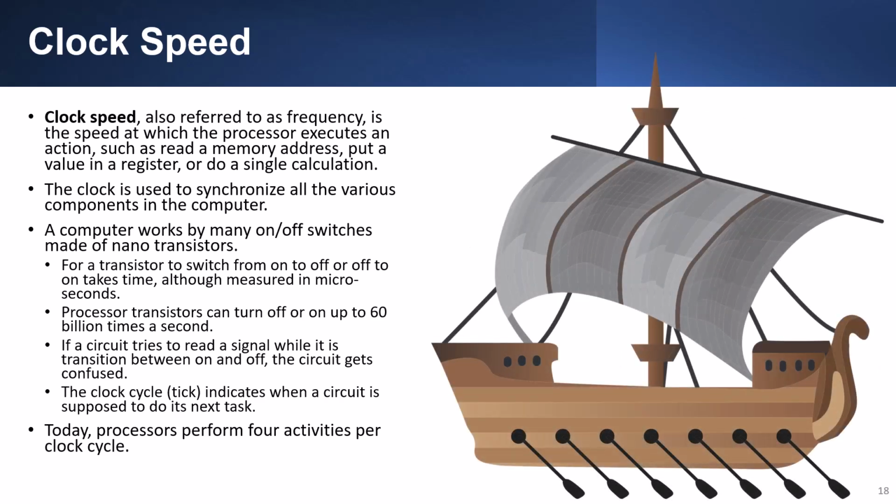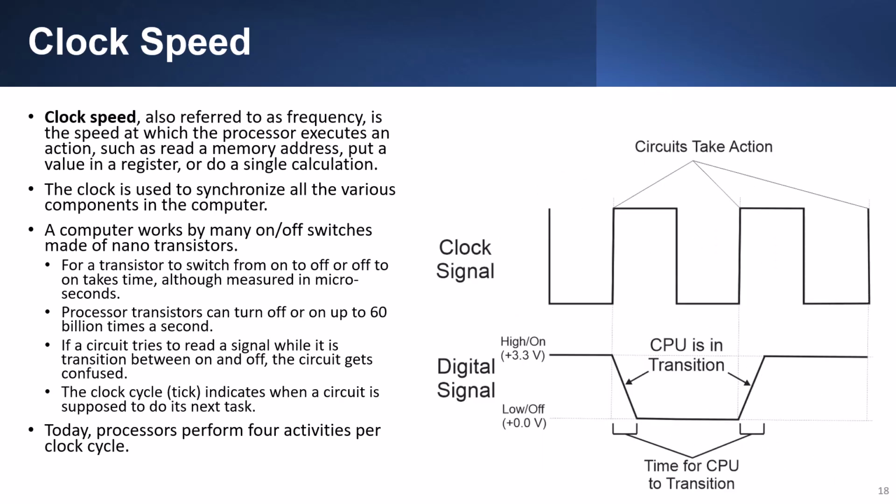You can think of the clock signal as a drum beat or stroke command used on a ship or boat that has multiple rowers. The drum beat or stroke command tells the rowers when to row so that all rowers row together. If they did not, the ship or boat would not go as fast as it could, and conflict can occur as the oars hit other oars. Today, processors perform 4 activities per clock cycle.